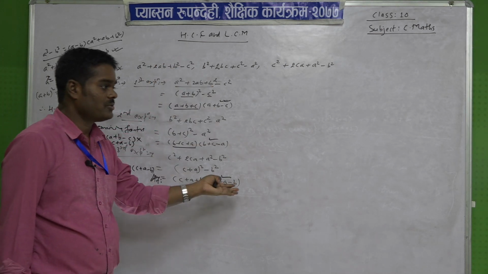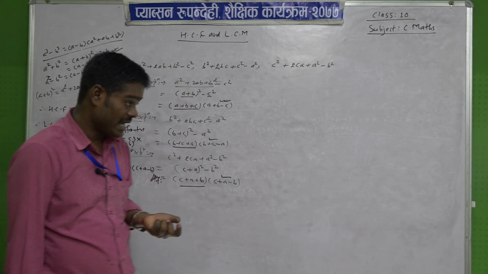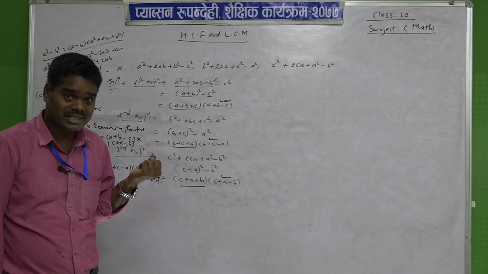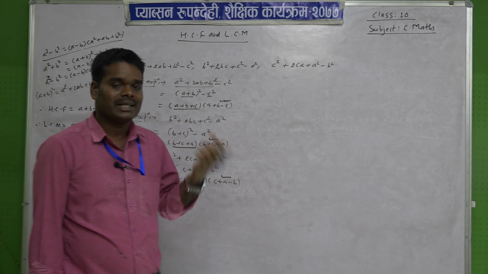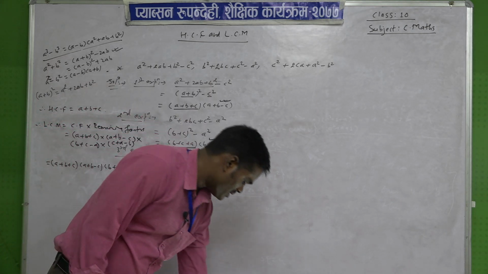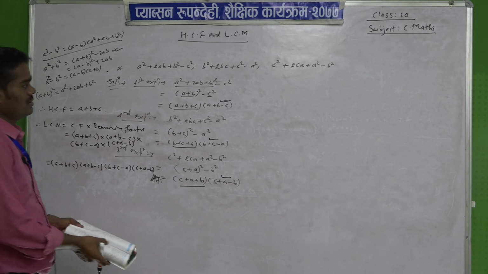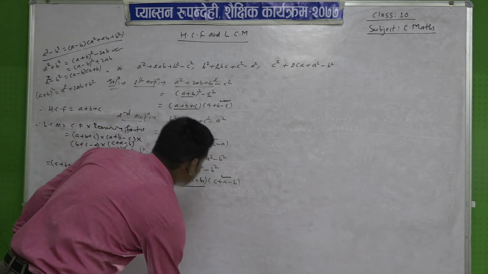So likewise you have to do, my dear students. This is very simple. Just factorize, and then after you have to see the common factors, that is the SCF, and then common factor and remaining factors is the LCM. Now let's move to the last question of this SCF and LCM.